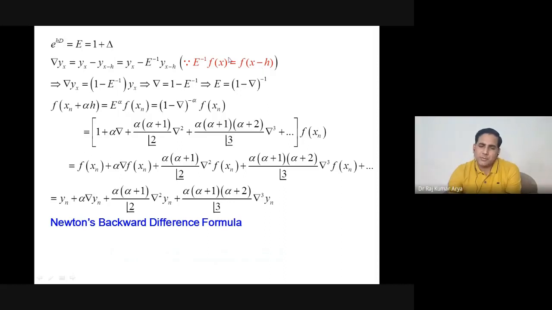Therefore you are putting E to the power minus 1 f(x) equal to the function value at x minus h. If you are calculating E to the power minus 2 here, you are calculating f(x minus 2h). Okay.